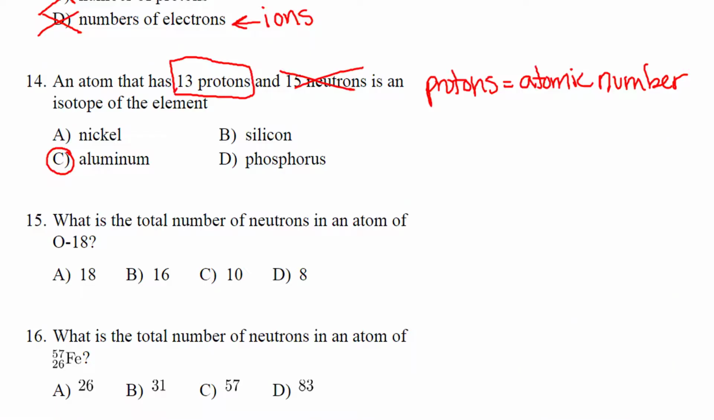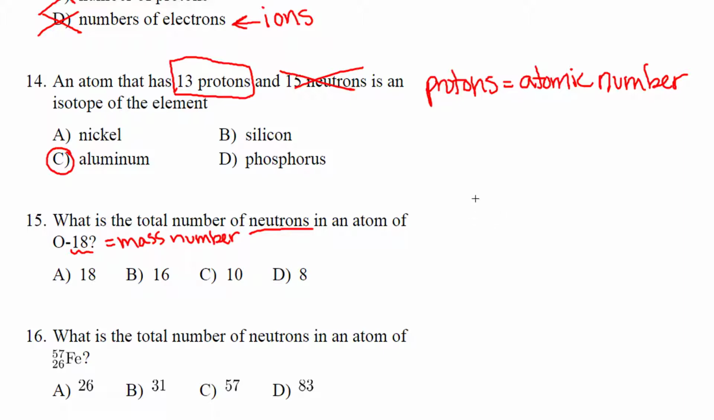Let's go to question 15. What is the total number of neutrons in an atom of oxygen-18? Is it A, 18, B, 16, C, 10, or D, 8? So if we're looking for the number of neutrons in an atom of oxygen-18, remember, when we have this hyphenated form, oxygen dash 18, that 18 is the mass number.